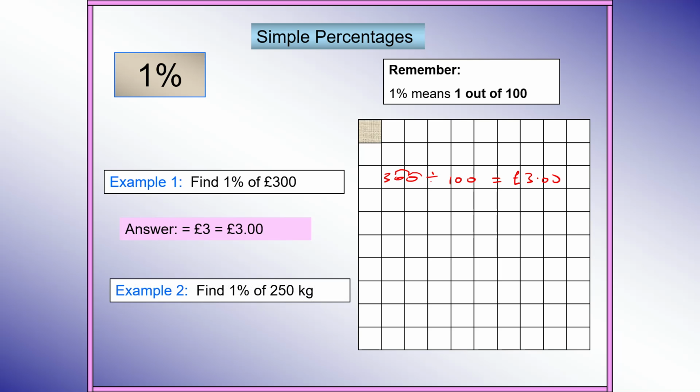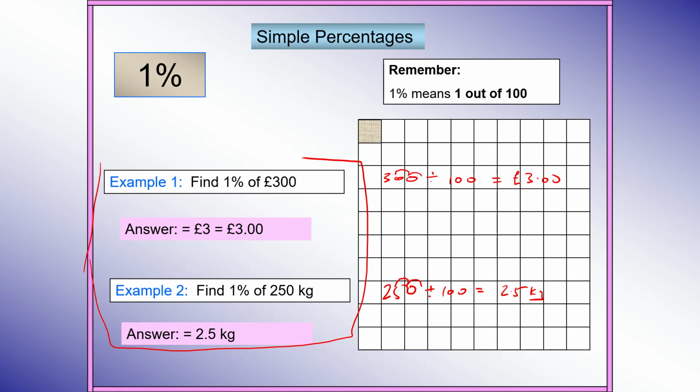And example 2 rather, 1% of 250 kilograms is going to be 250 divided by 100, which is equal to 2.5 kilograms. Decimal point, remember, divided by 100 moves back 2 places. Okay, so what I want you to do is hit pause, copy these 2 examples down. Once you've done that, hit play, and I've got a couple of questions for you.